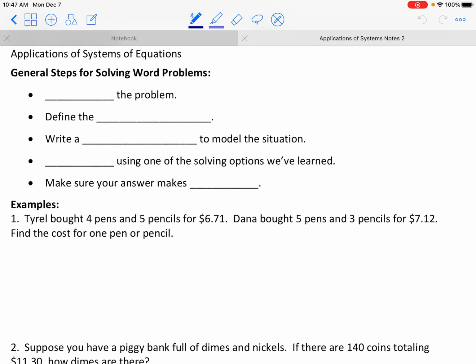Hello and welcome to our lesson where we will be looking at some applications of systems of equations. So I've looked at a whole bunch of different ways to solve a system. We can use graphing, substitution, elimination, matrices, inverses of matrices, determinants, all these ways to solve systems. And they don't all apply to all systems.